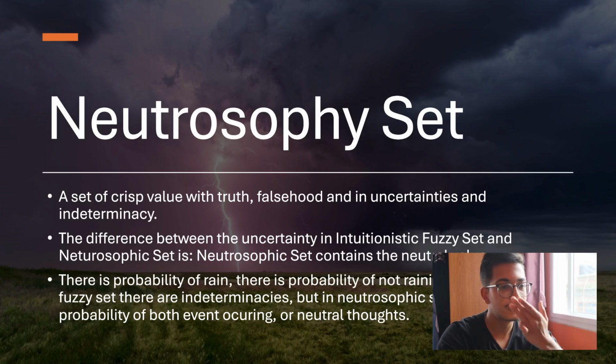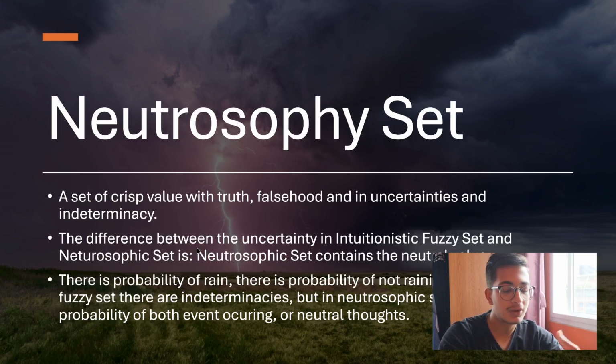So in Neutrosophy, what we do is, in intuitionistic fuzzy set, it was the error caused by the system, or something that was indeterminate, right? But in Neutrosophic set, the indeterminacy is caused by the inconsistency of values. So that can also be seen here.